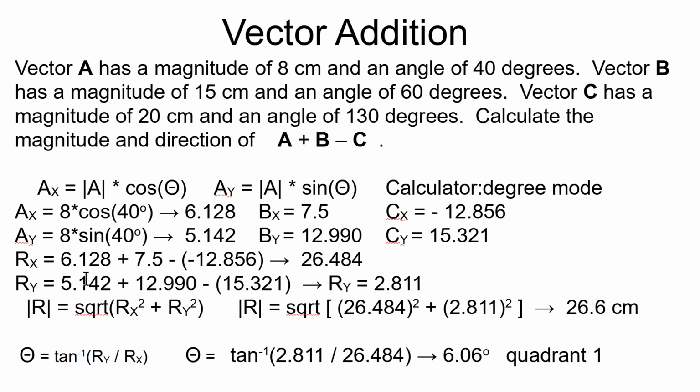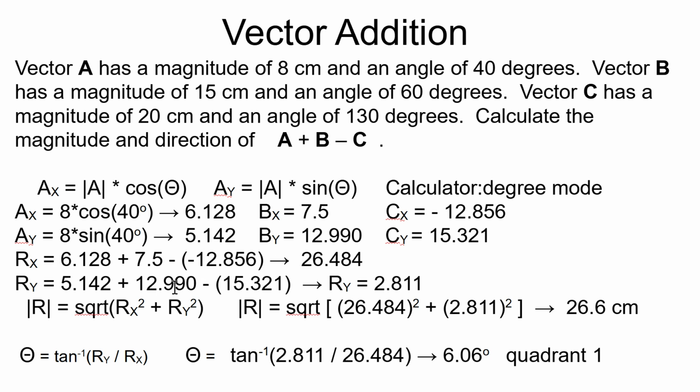Well, how do we find r sub x? Our calculation is a sub x plus b sub x minus c sub x. Pay attention to your signs here. The minus sign that's right in after the 7.5, that minus sign comes from the minus sign in our desired calculation. The minus sign in front of the 12, that's being generated because c sub x is a negative number. And when you have two negatives, you get a positive. So we get 26.484 for the arithmetic here.